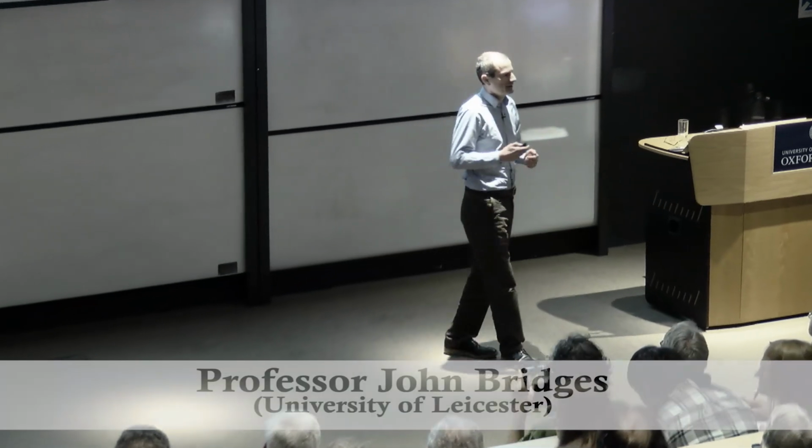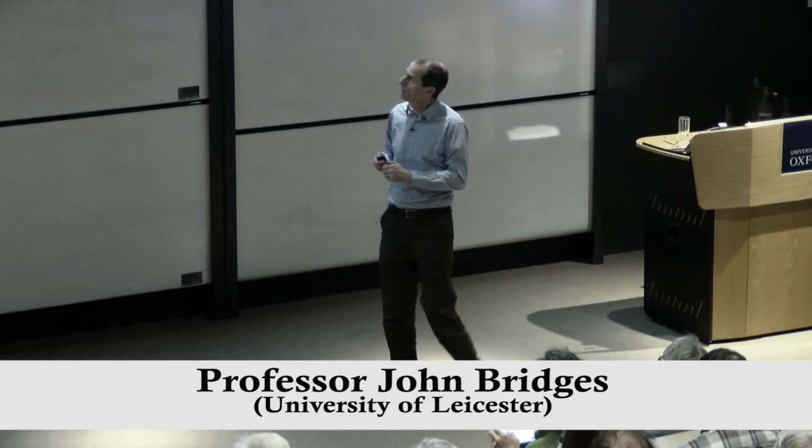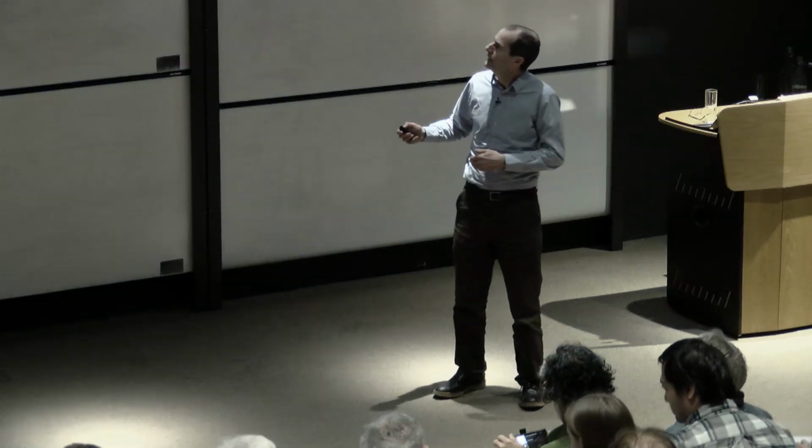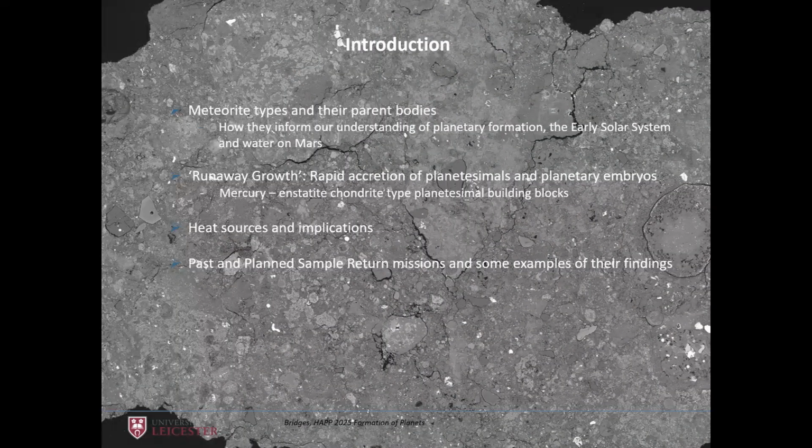So we're going to continue zooming in into our own solar system, and my brief is to talk about what we have learned from sample return missions and meteorites about the origins of our own solar system. I'm going to talk a bit about meteorite types and their parent bodies, and hopefully there'll be something for everyone here, some cool images and some results, so you can pick and mix. And I'll talk about how this has informed our current models of planetary formation, the early solar system, water on Mars.